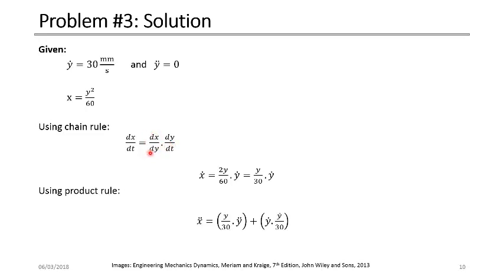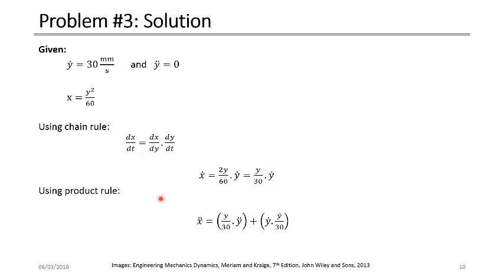So if we can get dx by dy, we get the equation. The dx by dy can be found using this equation. It is 2y divided by 60, because 60 is constant and the differentiation of y squared with respect to y is 2y. So we have x dot on the left-hand side equal to the differentiation of x with respect to y, which is 2y divided by 60, and this part is y dot. So in the end, we have x dot as y divided by 30 multiplied by y dot.